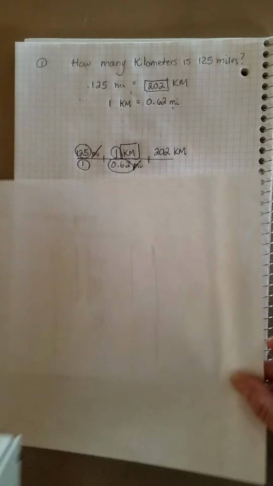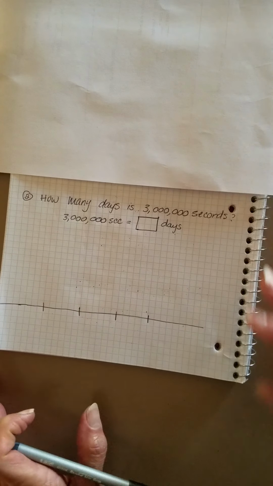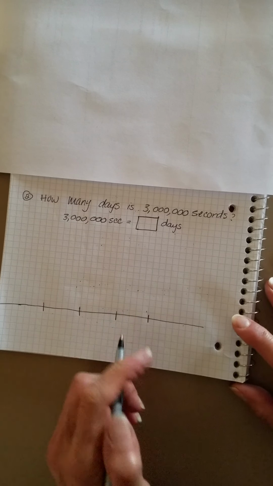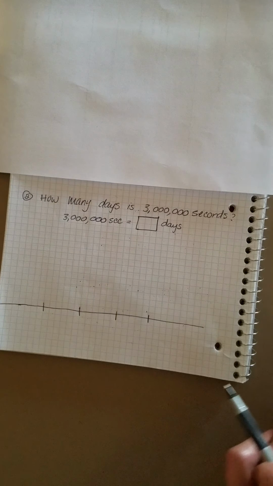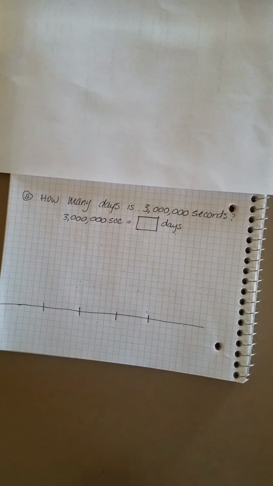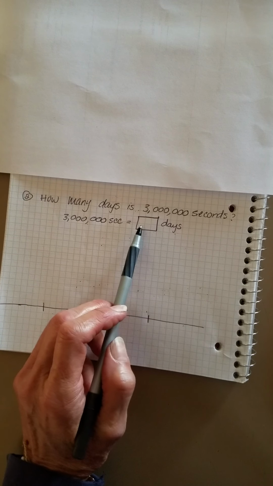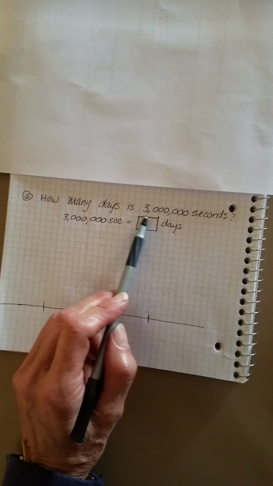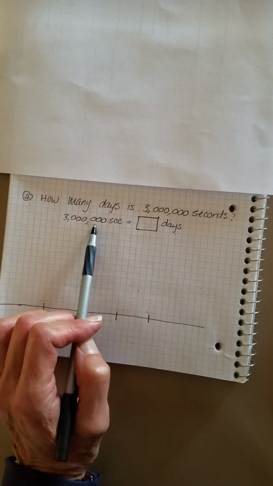So let's look at the second problem. I made kind of a crazy problem because I was curious. How many days is 3 million seconds? And let's just get a reality check here. That's a lot of seconds, right? And we know that a lot of seconds make up a day. So if this number turns out to be bigger than 3 million, something went wrong and you have to recheck your work.